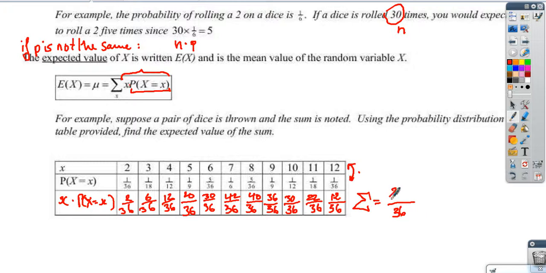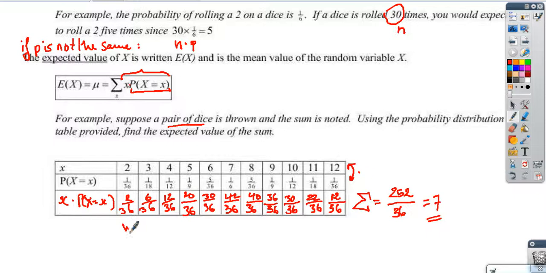And you should get that the numerator is 252, and 252 divided by 36 is 7. So that's my result. What does this tell me? It tells me that when I throw a pair of dice lots of times, the sum of the two figures I should expect is 7. That's the one that will come up most often. That's the one I should expect. Of course, other things can happen, but I should expect a 7 as the most likely outcome.